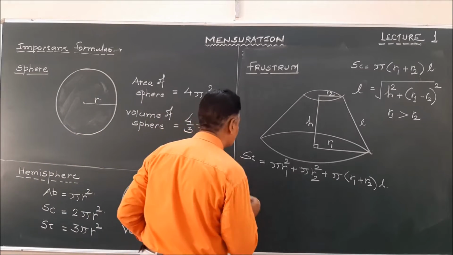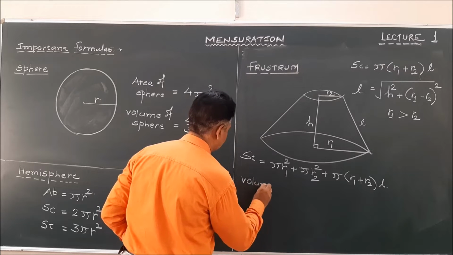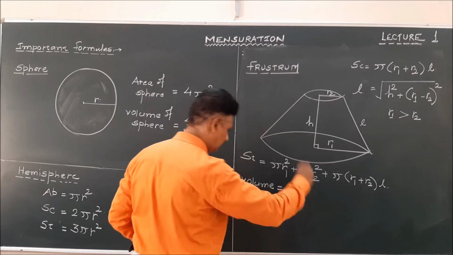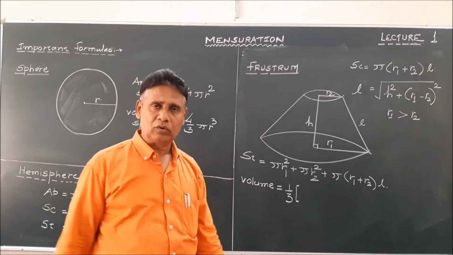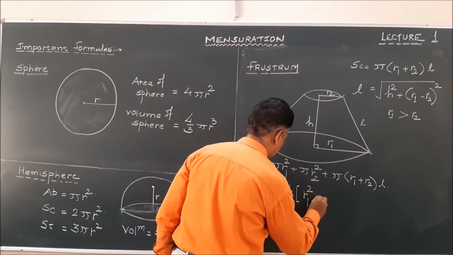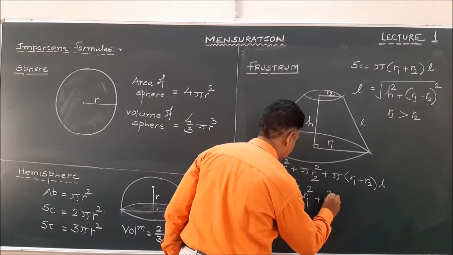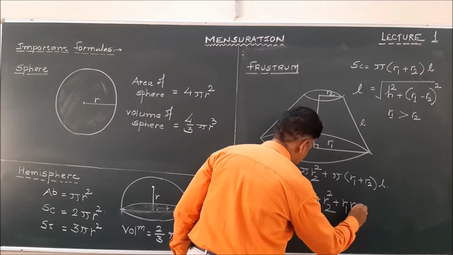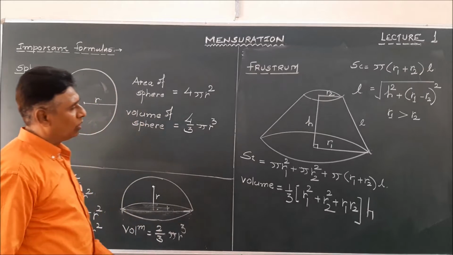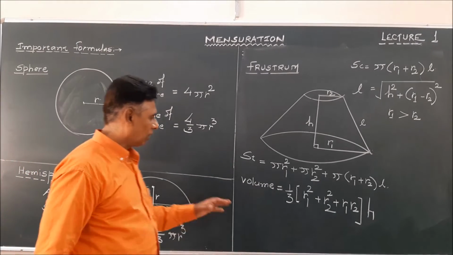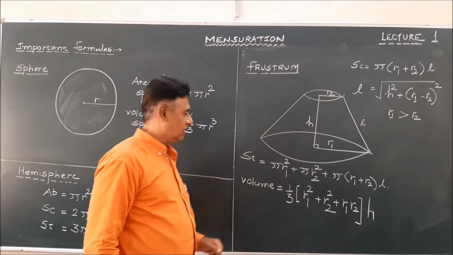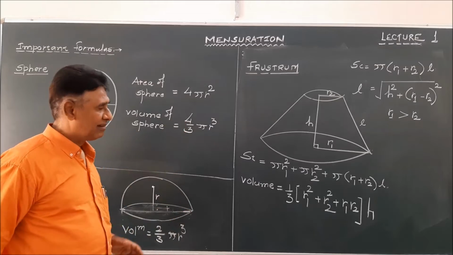Now the next term is volume of the frustum. Volume is equal to 1 upon 3, like cone only, 1 upon 3 into bracket R1 square plus R2 square plus R1 into R2 into H. Very important, right? So this all is about the first term.